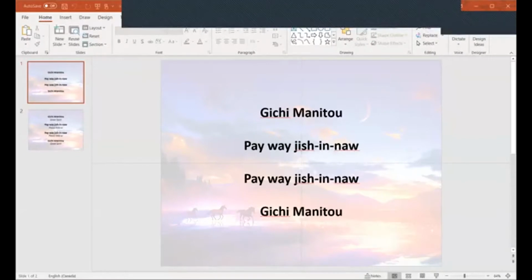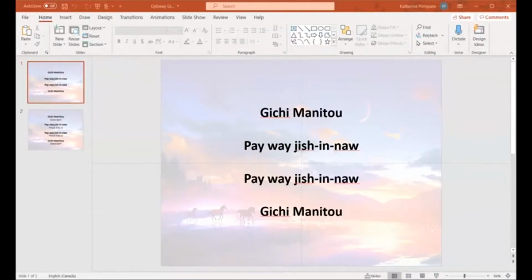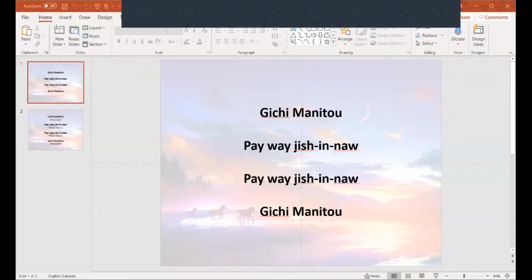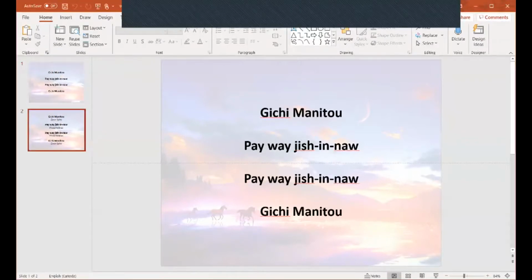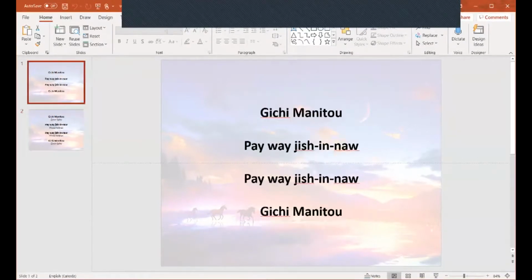Okay, so this is another prayer song. And so the words are Gichi Manitou, Pewe Jishina, Pewe Jishina, Gichi Manitou. And so basically, it's a very easy song, but what it means is, Great Spirit, please help us. Please help us, Great Spirit. And so Ernie will sing it through one time, and then we'll talk a little bit about it, and then he'll sing it again through twice.